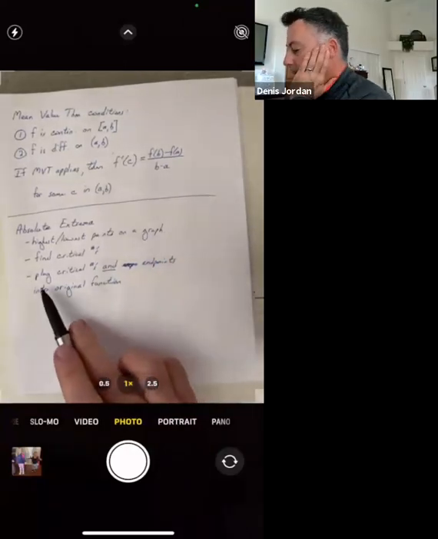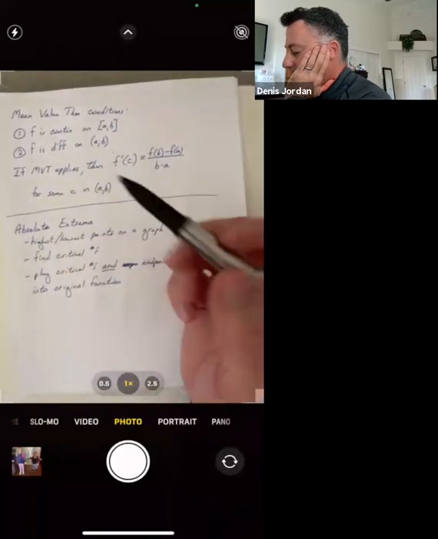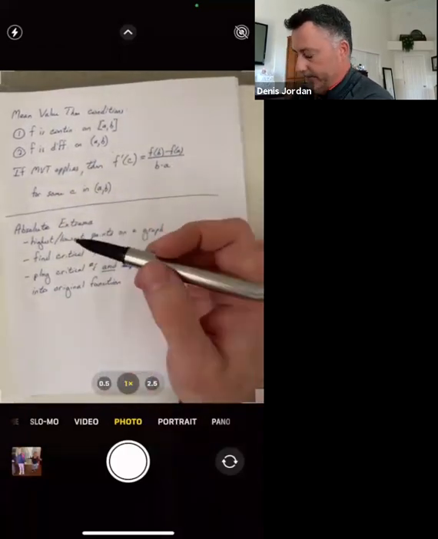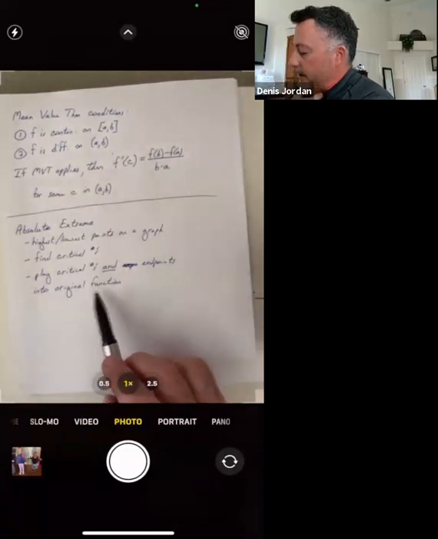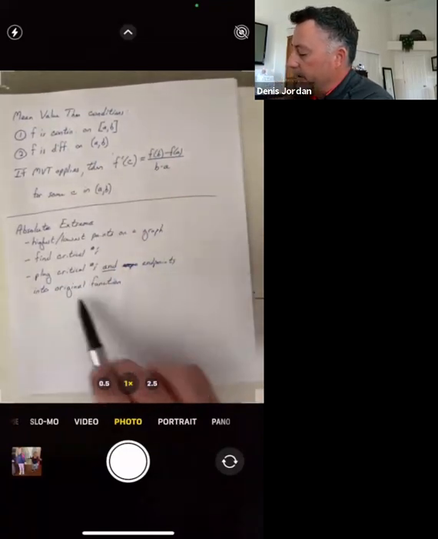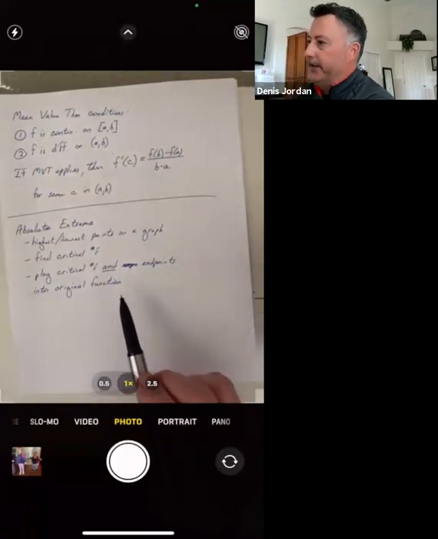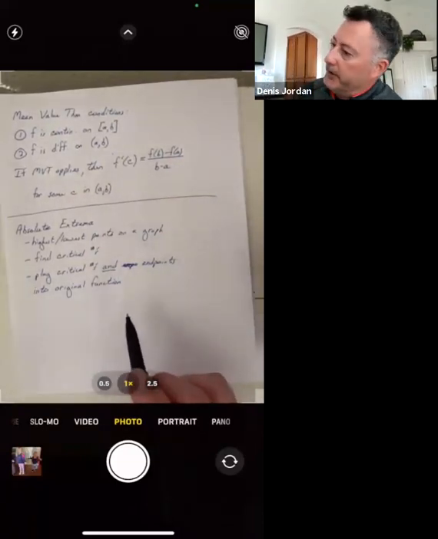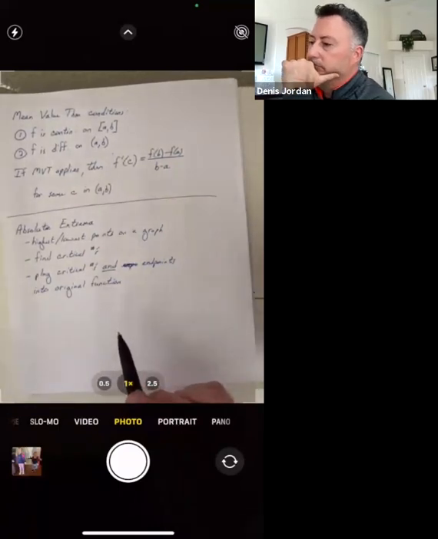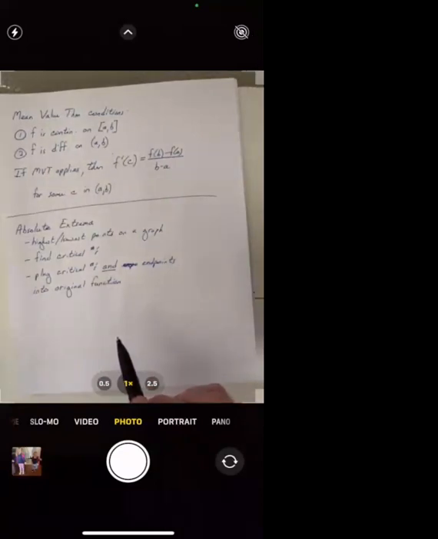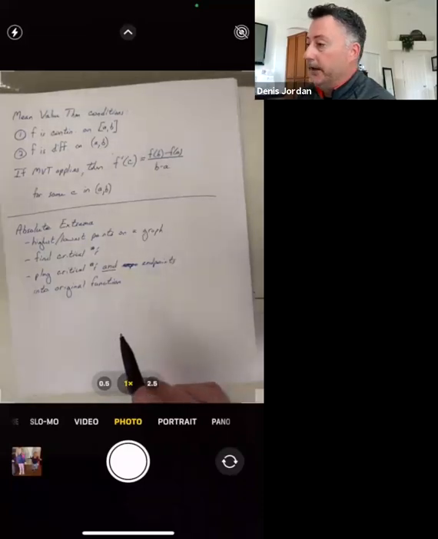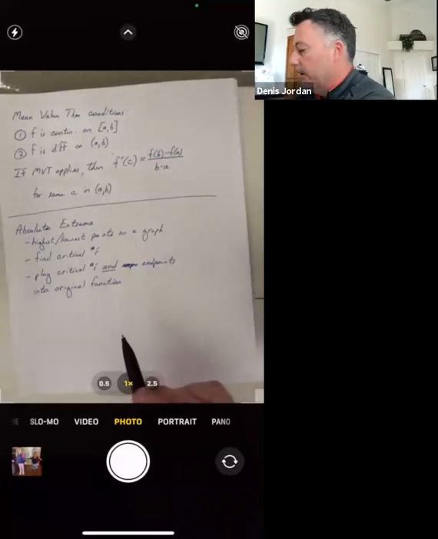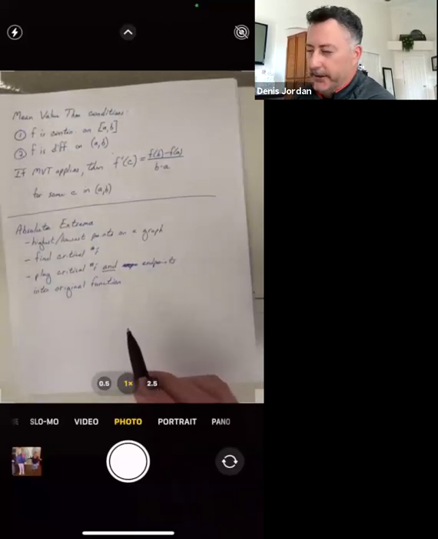So he basically just laid out the whole game plan for you. Plug those critical numbers and the endpoints into the original function. Don't plug them back into the derivative. What happens if you plug a critical number into the derivative every single time? You get zero or undefined, because that's what you just solved the derivative for.